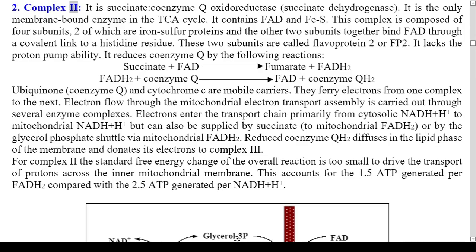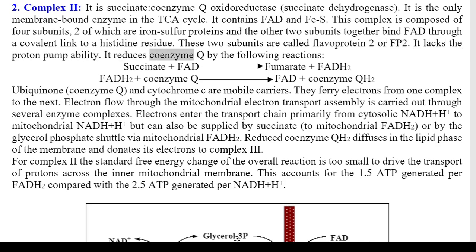2. Complex II is succinate coenzyme Q oxidoreductase, succinate dehydrogenase. It is the only membrane-bound enzyme in the TCA cycle. It contains FAD and FeS. This complex is composed of 4 subunits, 2 of which are iron-sulfur proteins and the other 2 subunits together bind FAD through a covalent link to a histidine residue. These 2 subunits are called flavoprotein 2 or FP2. It lacks the proton pump ability.